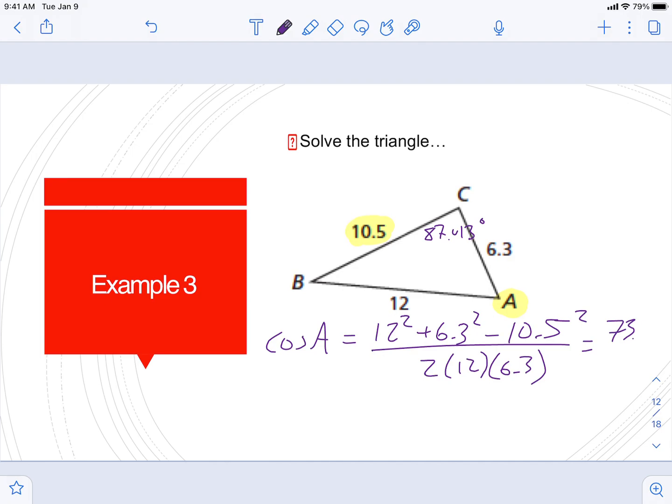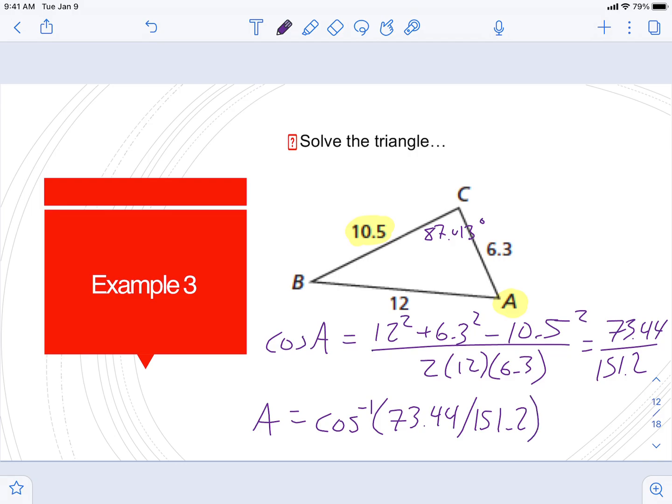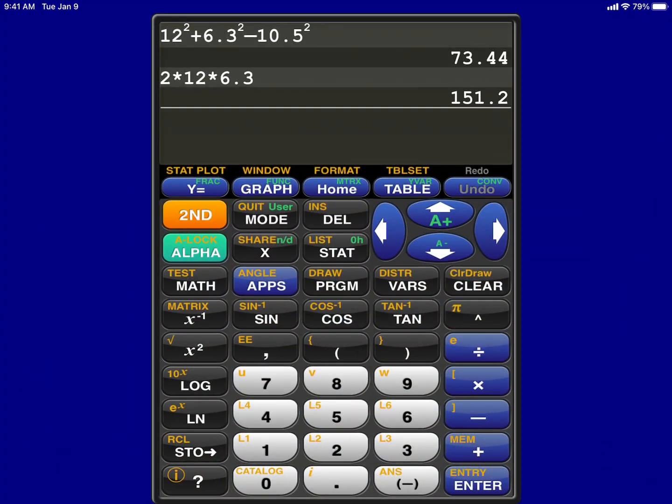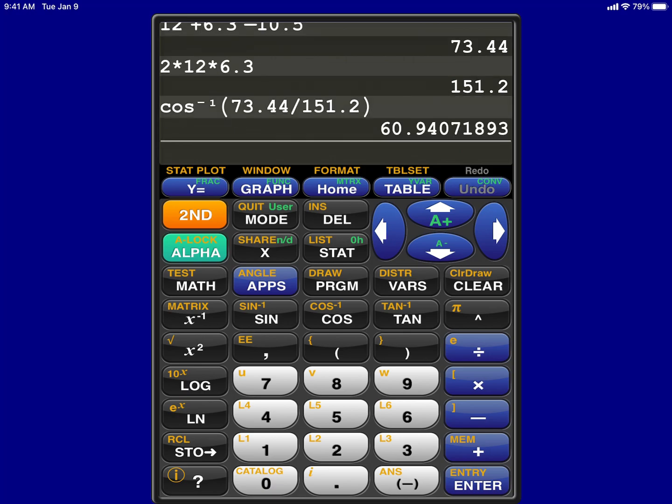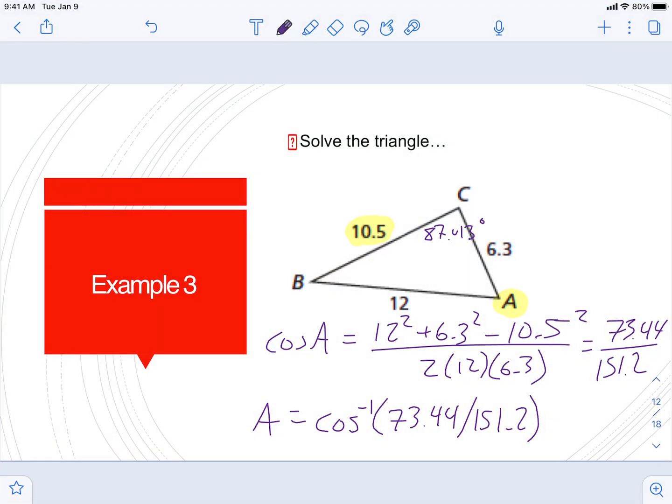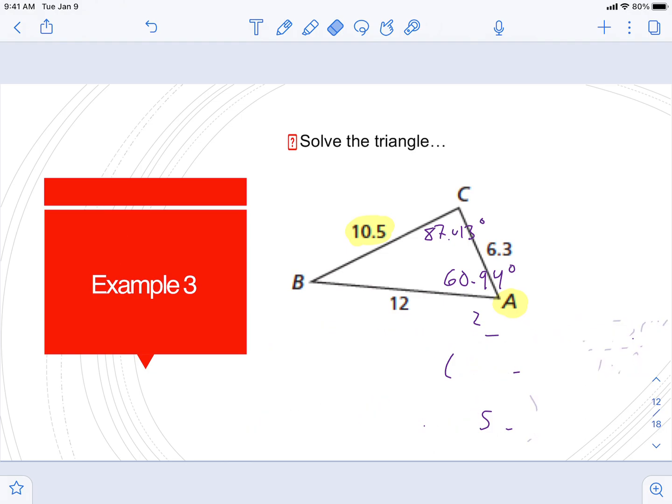So 73.44 and 151.2. That means that angle A is inverse cosine of 73.44 over 151.2. So inverse cosine, 73.44 divided by 151.2, and 60.94. All right, and now that I have two angles, all I have to do is subtract from 180 to find that last one.